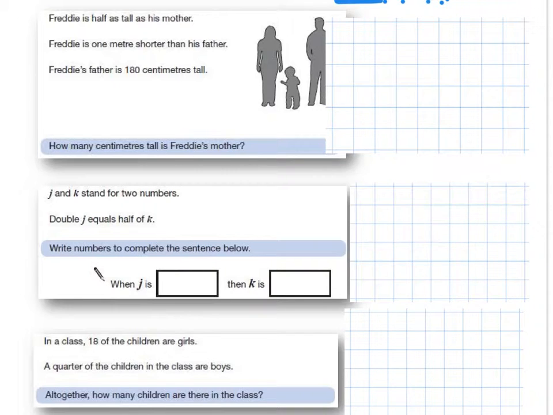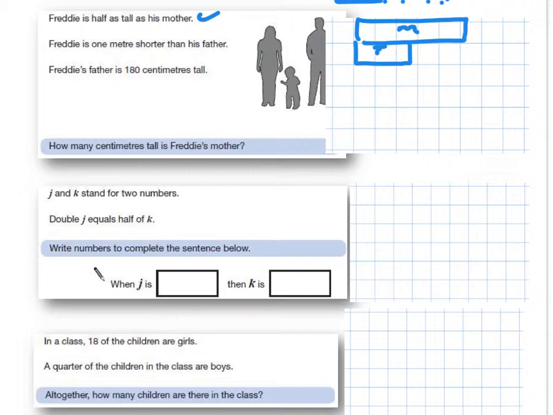So we've got Freddie is half as tall as his mother. So here's Freddie's mother. There she is. We'll put an M in there. We know Freddie is half as tall, so I'm going to put a little F in there for Freddie. So that's the first part. So we've ticked off that first bit of information.